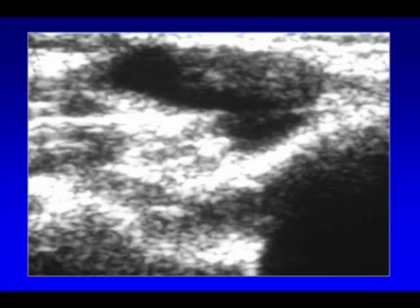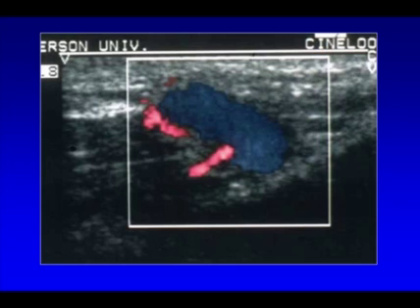Here's a woman who had a palpable mass that was only intermittent in the chest wall, and we had her create the mass, which she was able to do by increasing her intrathoracic pressure. When she did that, this mass popped out, and it looked like a cyst. Of course, the patient says, well, can you drain this for me and make it go away? Well, never do anything like that until you put on the Doppler.